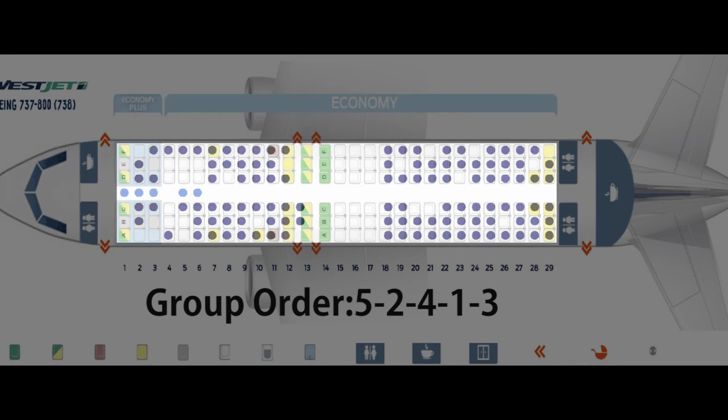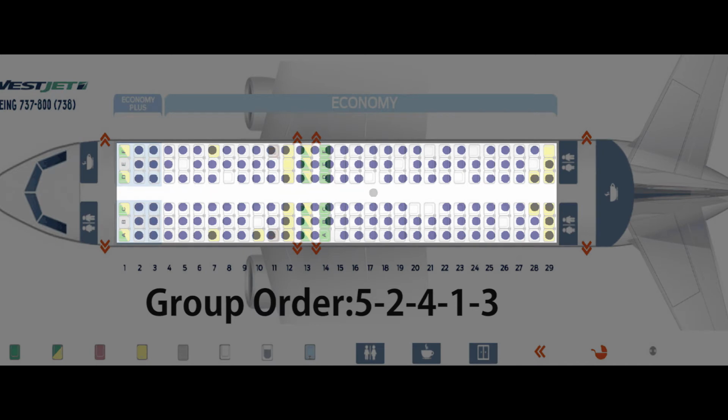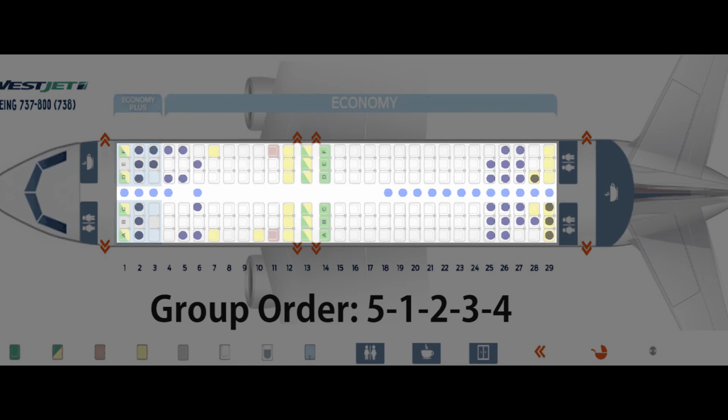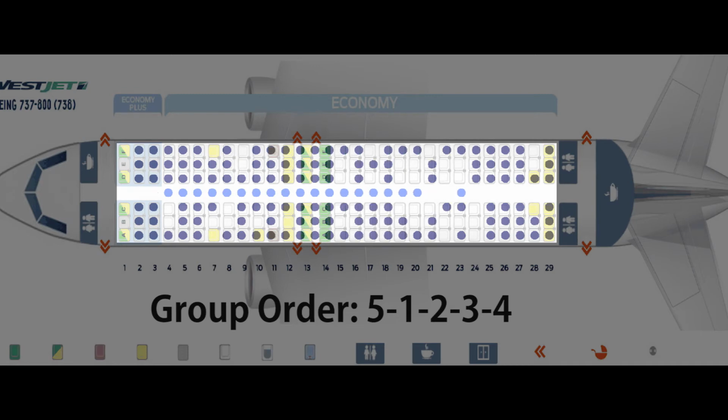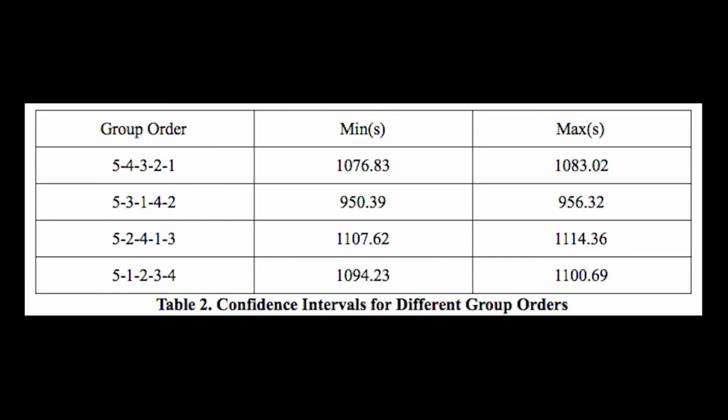Is the order of groups a factor in expected total boarding time? After constructing the 95% confidence interval for different orders about the mean boarding time, we have got the following result that you can see. As a result, there is some reduction on the mean boarding time when boarding alternating groups due to the most efficient usage of the aisle, but it is still slower than the randomized boarding.